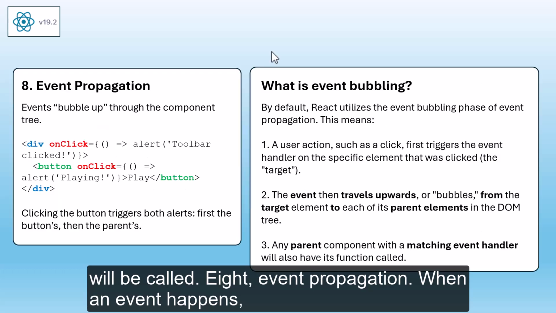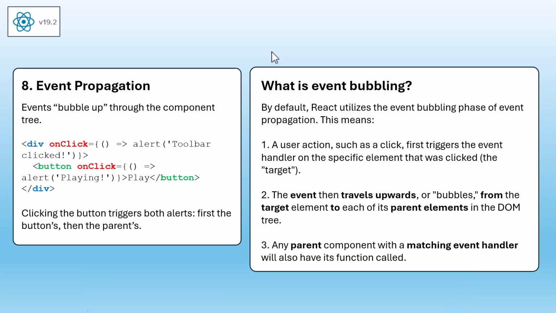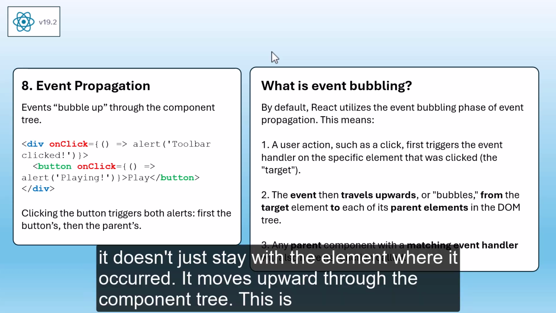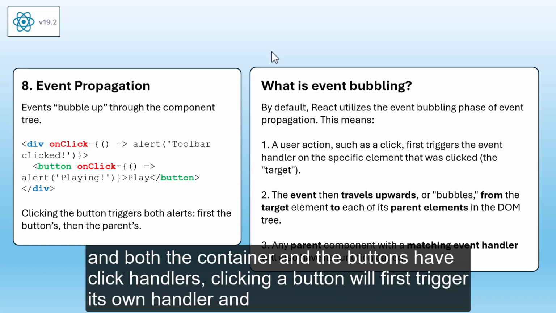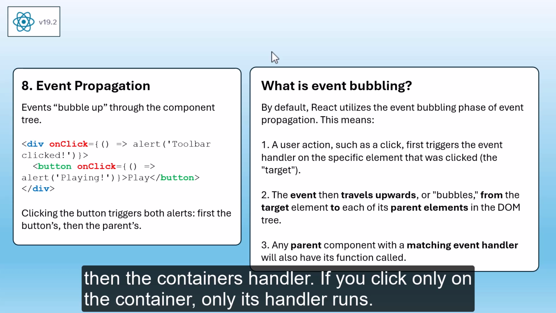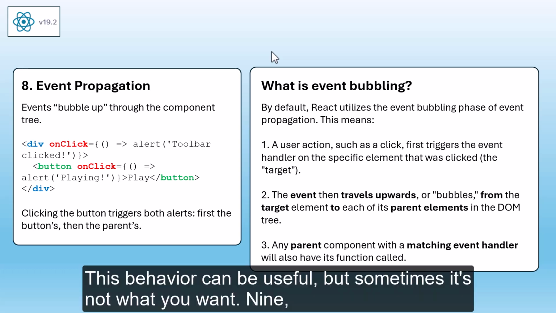8. Event propagation. When an event happens, it doesn't just stay with the element where it occurred. It moves upward through the component tree. This is known as propagation or bubbling. For example, if you have a container with buttons inside, and both the container and the buttons have click handlers, clicking a button will first trigger its own handler, and then the container's handler. If you click only on the container, only its handler runs. This behavior can be useful, but sometimes it's not what you want.